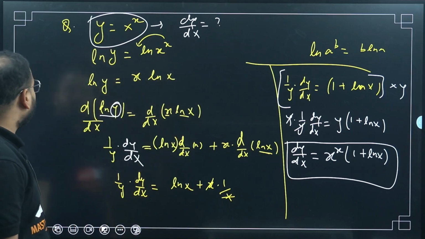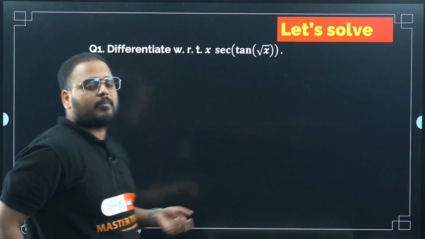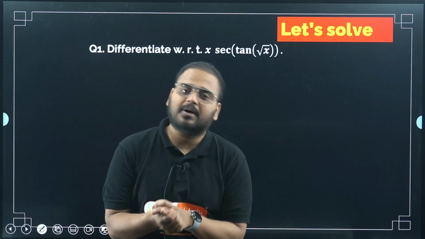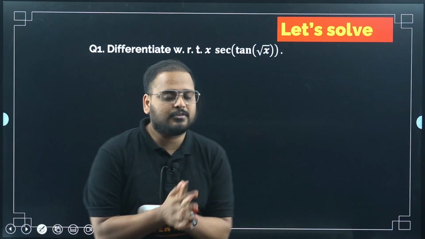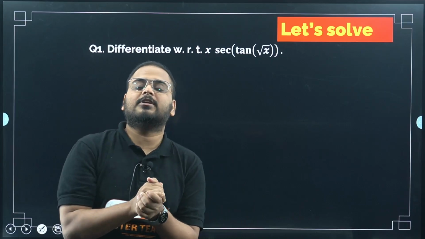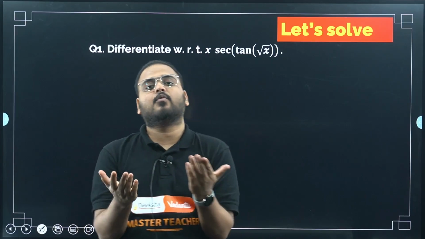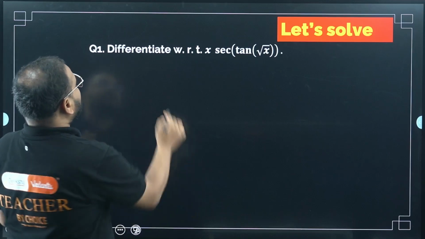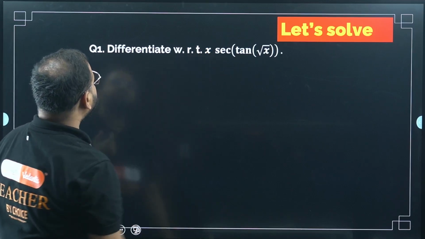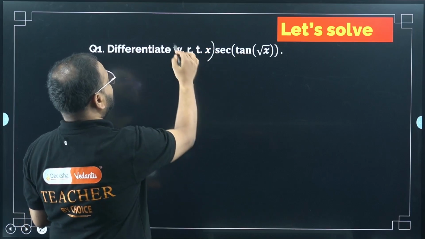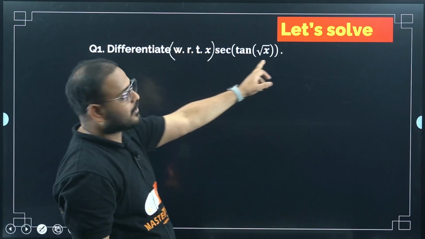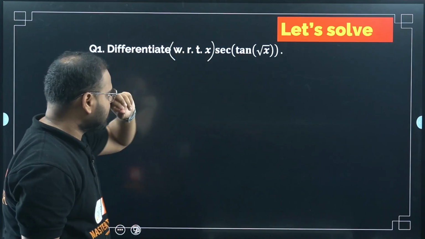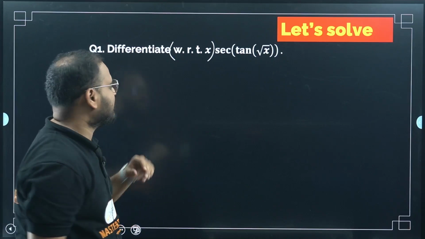Let's move on. First problem. So we have completed the concept part. Now we're going to solve questions on it. You know the pattern of the session: first I come with the concepts, explain that, and then we solve more and more questions. So the first one looks like this: differentiate the derivative of sec of tan of root x with respect to x. Can we do this, sir? Of course, sir. Let's see how.